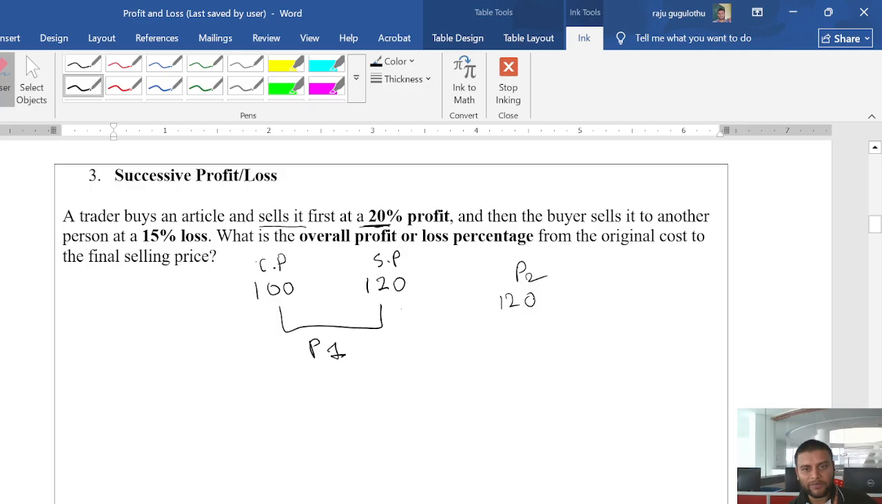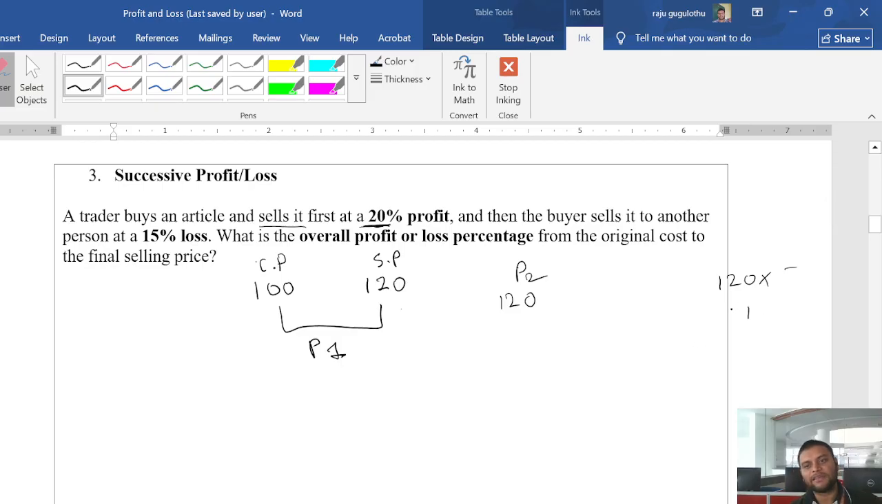So we have to find 15% of 120 here. I am doing 120 into 15 by 100, that is 15 percent of 120. You can also find it manually.